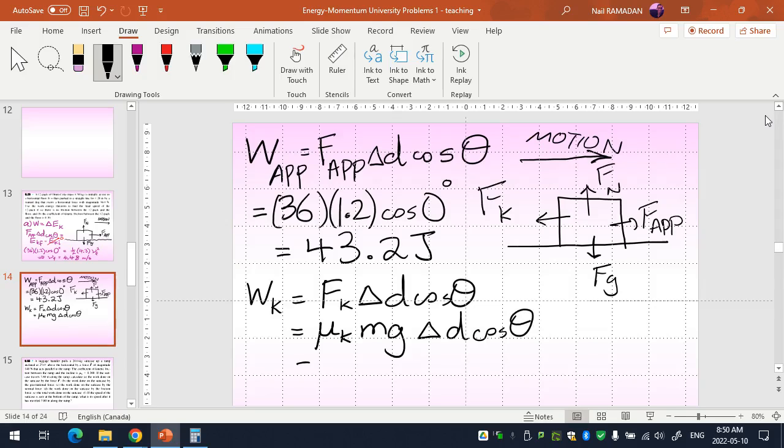All right. Let's plug this in. What's mu K? 0.3. What's mass? 4.3. What's g? 9.8. What's delta D? 1.2. What's the theta now? Friction is always with or against motion? Always. Which means friction force and motion are always at what angle to each other? Come on. 0 or 180? Perfect, 180.